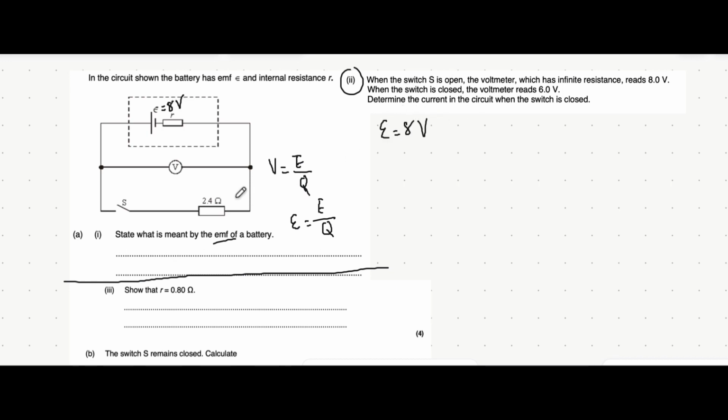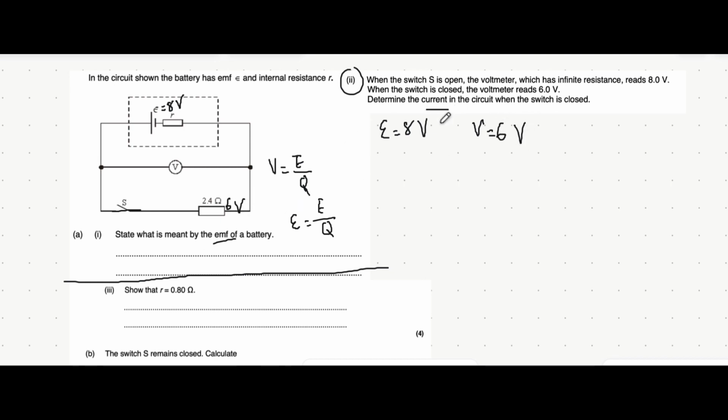It then says when the switch is closed, the voltmeter reads 6 volts. So when the switch is closed, the voltmeter no longer reads the voltage across the battery. It now reads the voltage across this resistor, which is in parallel, because current can now flow through that resistor now that the switch is closed. So the terminal voltage that reaches the rest of the circuit, except for the internal resistance, is 6 volts. Basically, the voltage through this component here is 6 volts.